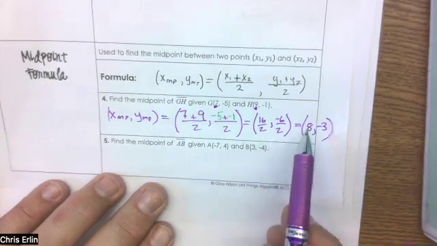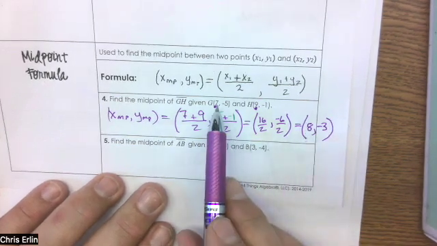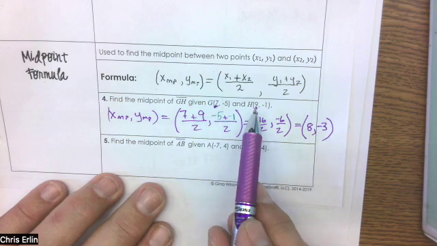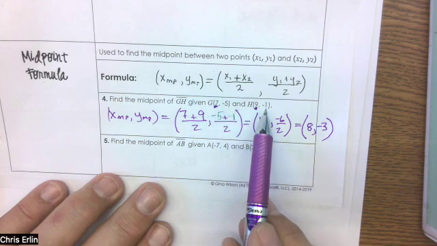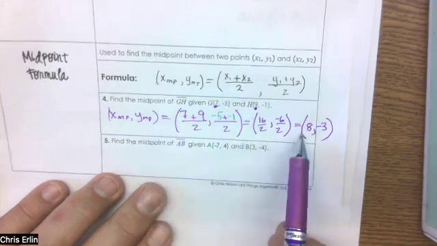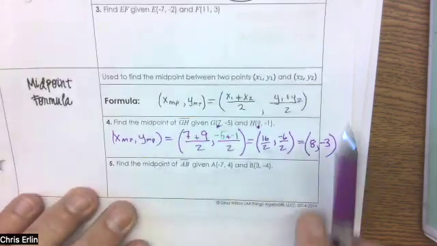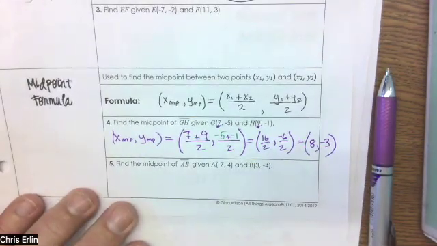And just gut check. Does 8 fall halfway between 7 and 9? And does -3 fall halfway between -5 and -1? Yeah, so we got our midpoint correct. Please take a moment to find the midpoint for number 5. Go.